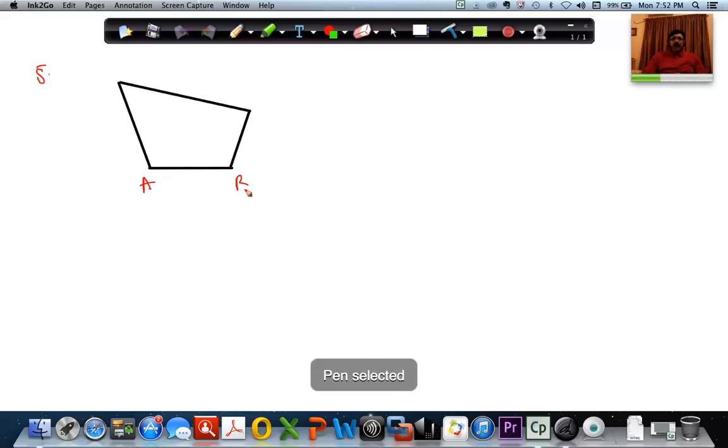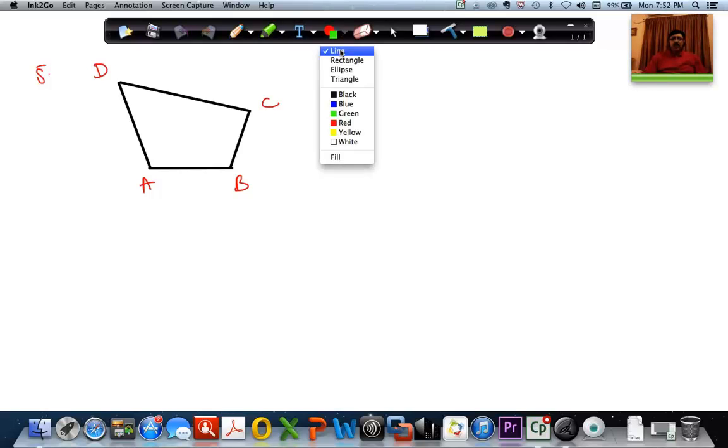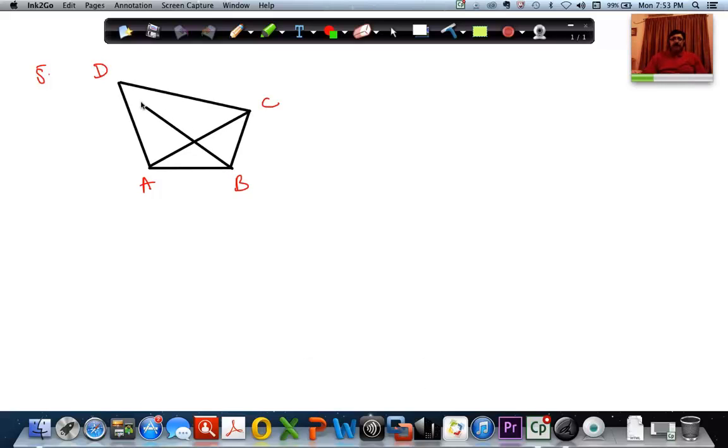Now here, the next question in fact has a 5. Let me just draw this. So here we have a quadrilateral. Okay, let me just name this. It's A, B, C, D. All right, and I have to just join the diagonals. So these are two diagonals.